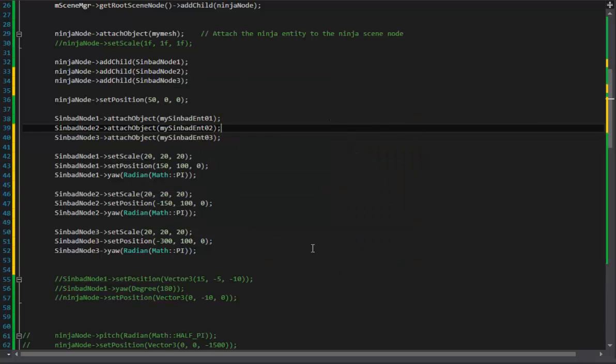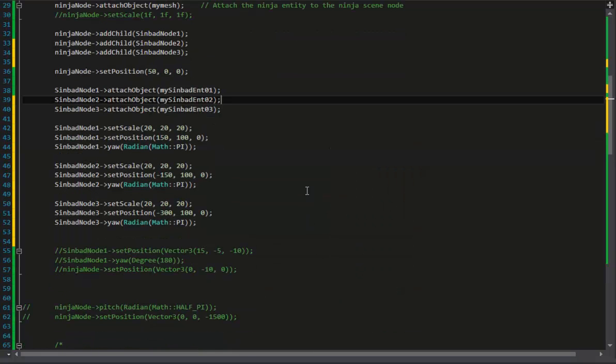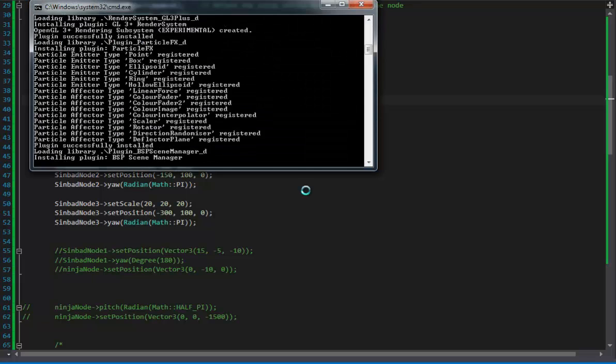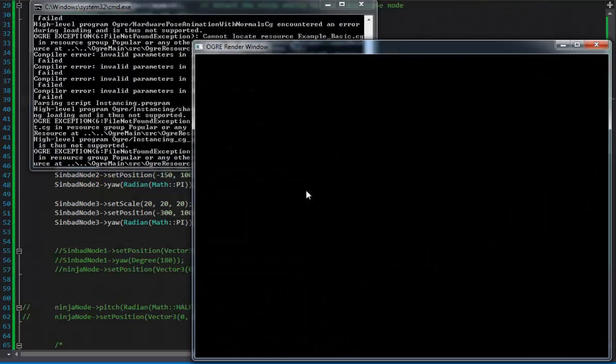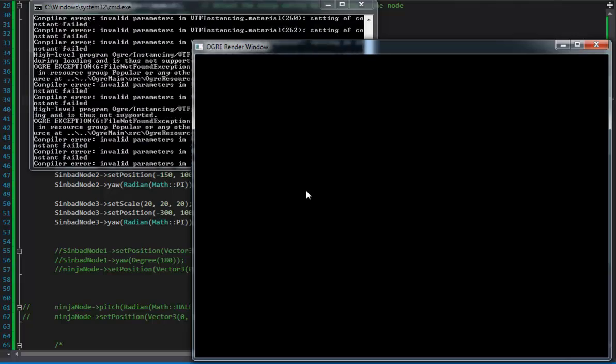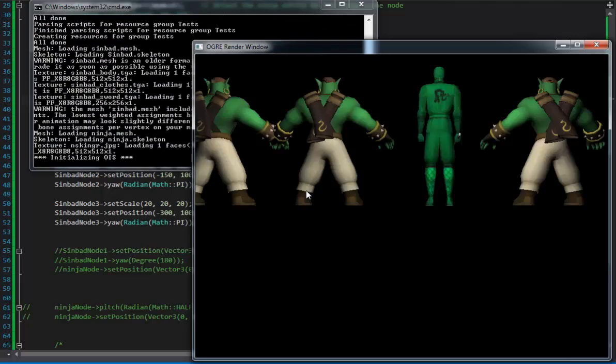All right, so that's set up. Let's compile and see if it does compile. Now, if it does compile for us, and it did compile, we should be able to see the Ninja node, and then one Sinbad to its right, and then two Sinbads to its left, kind of at the same distance, which is exactly what I wanted to achieve. So now that we have this set up, I want everybody to be rotated, so my camera is looking at the top of their heads. And that's actually kind of easy to do as well.